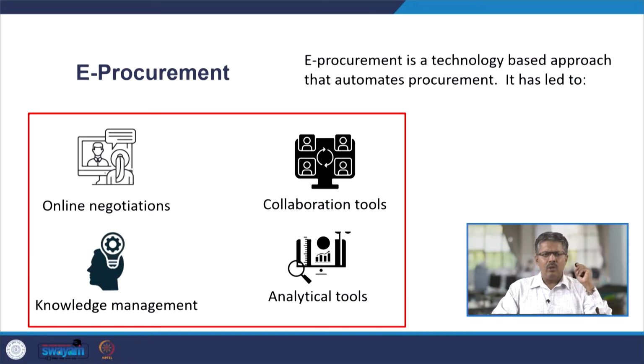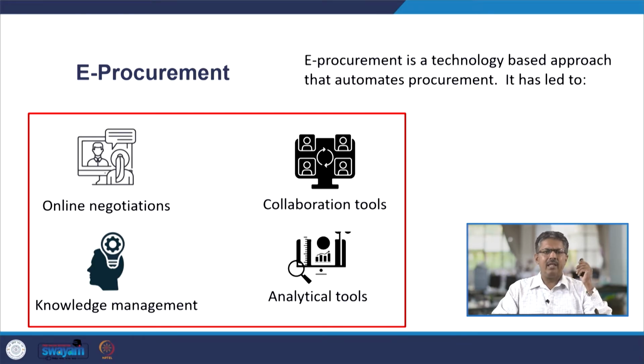Meanwhile, while all this was happening, one more thing that has added to the scale of business, and to how business is done, is e-procurement. Nowadays, in any business to business organization, we mostly try to do our business with the help of electronic or online transactions. So, e-procurement is a technology based approach that automates your procurement process.